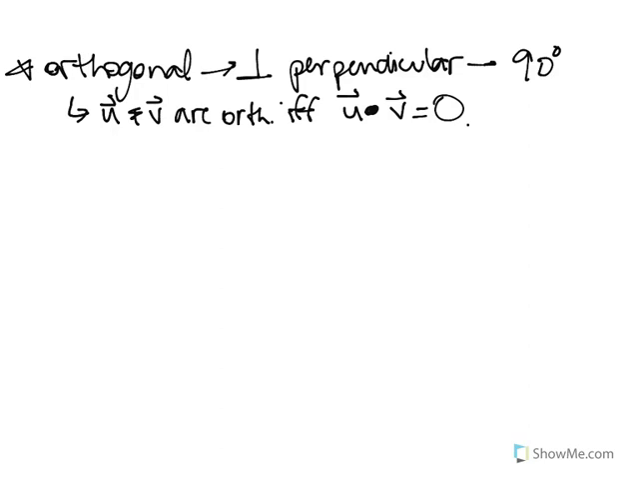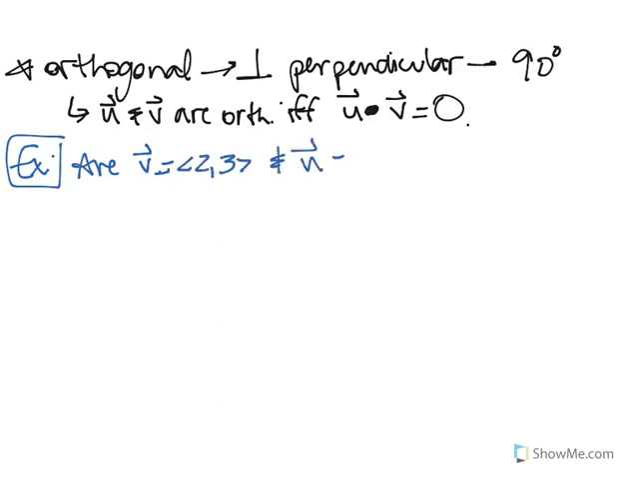So we're going to do an example, because that's how this class works. Example: vector V, which is 2, 3, and vector U, which is, oh wow, -6, 4. Are they orthogonal?